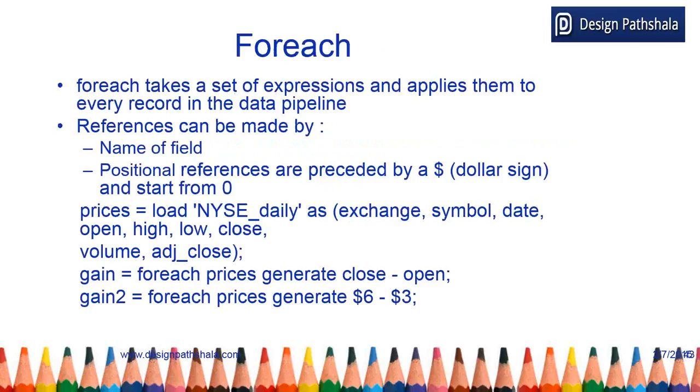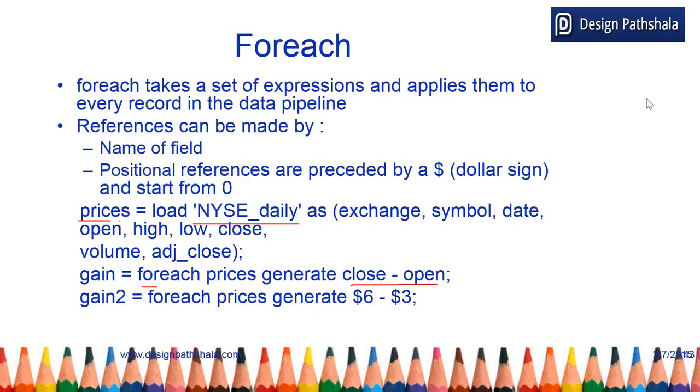Now let's look into foreach. Foreach takes a set of expressions and applies them to every record in the data pipeline. So if you can see over here, I say prices equals NYSE daily. I've loaded the NYSE daily by the name of prices. Now what I say is foreach prices generate close minus open. So each record of NYSE daily would be looped through, and close minus open would be generated, and that will be assigned to gain.